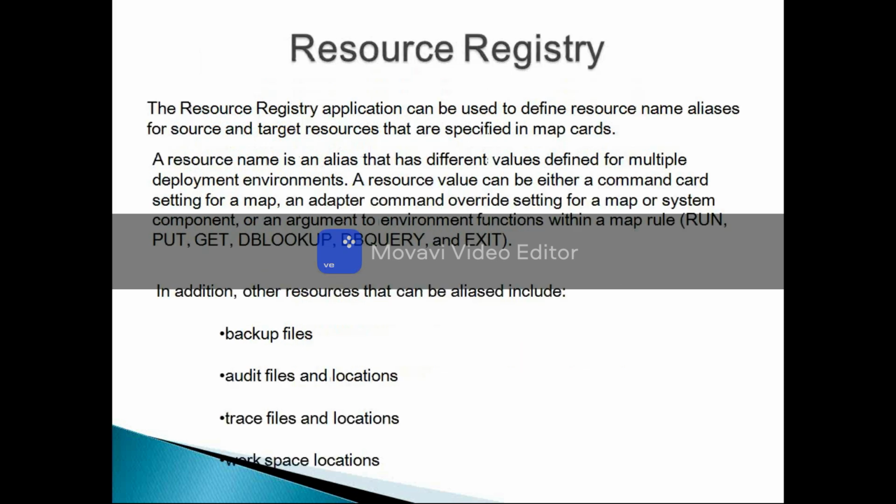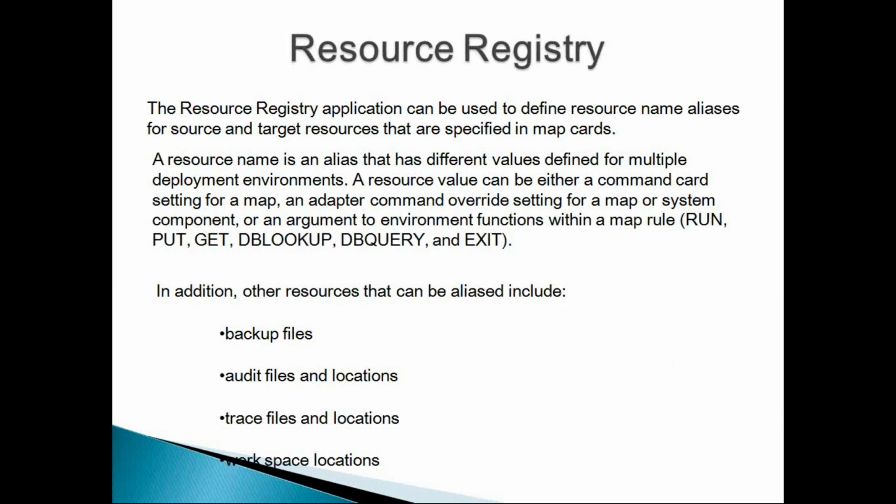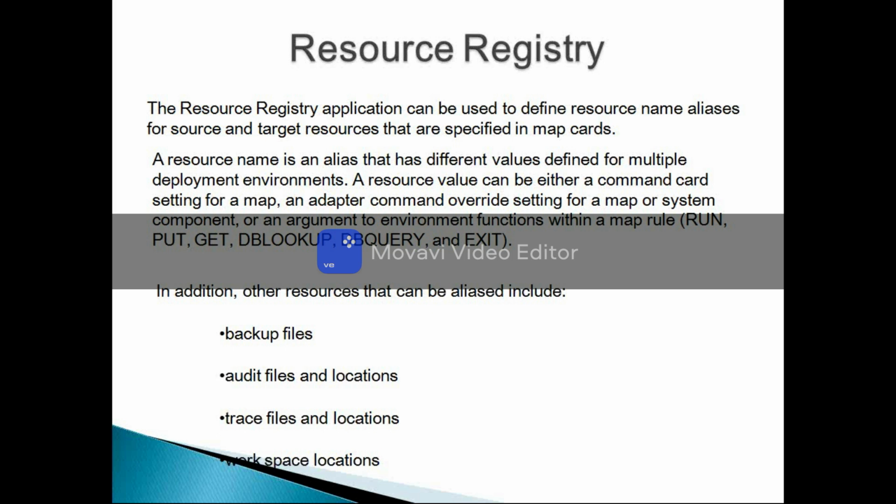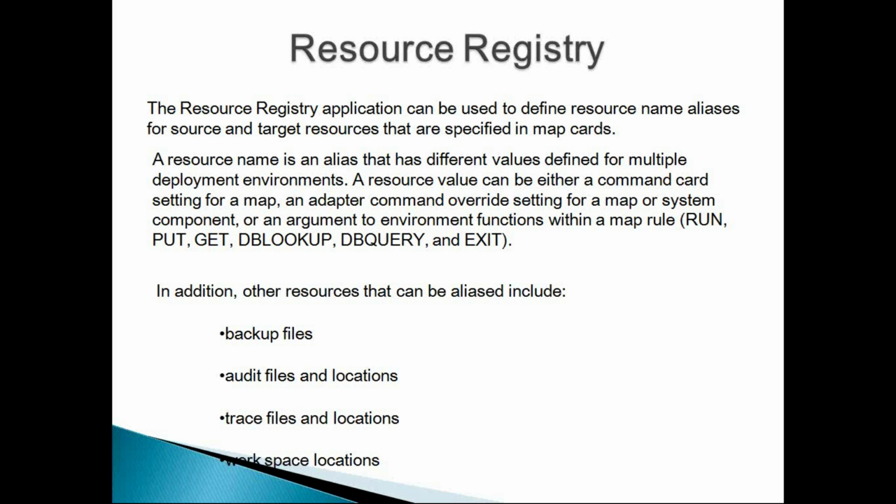So as for the resource registry, whatever I told, in a real-time environment, in order to have different values from server to server, we'll use these resource alias variables. For example, we'll use them for backup file directories, audit file location, and directory names, which differ from server to server. Some examples where you'll use the resource alias names are backup file directories, audit file location directory, trace files, workspace location.